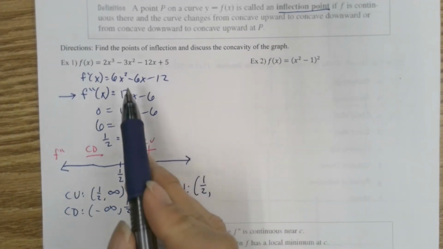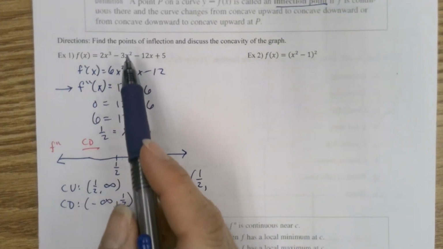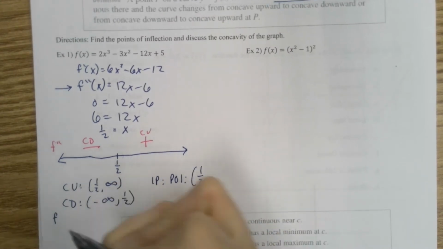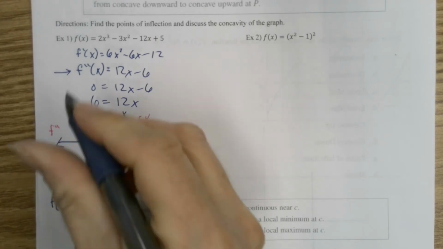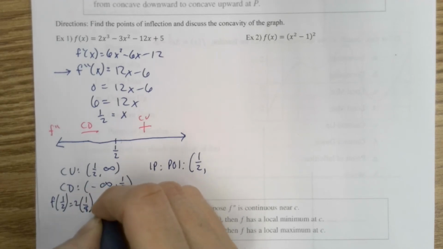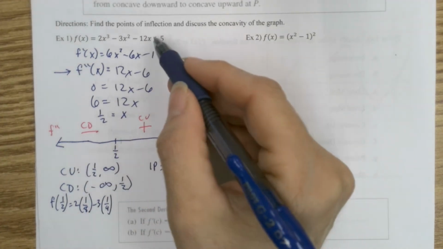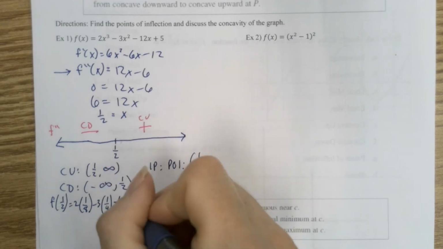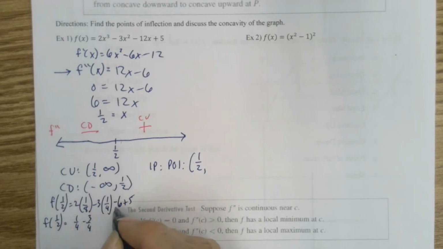So I do need to substitute 1/2 back into this function to find my y-coordinate. We always go back to the original function to find a true y-coordinate. So I'm going to squeeze this in down here. So f of 1/2: we would have 2 times 1/2 cubed, which is 1/8. Minus 3 times 1/2 squared, which is 1/4. 12 times 1/2 is minus 6, plus 5. So let's clean this up a little bit more. That simplifies to 1/4 minus 3/4. Negative 6 plus 5 is minus 1.